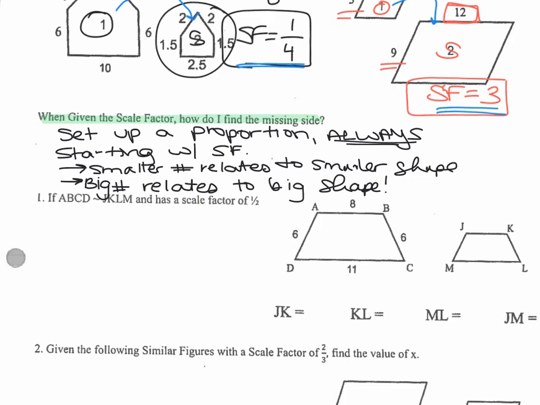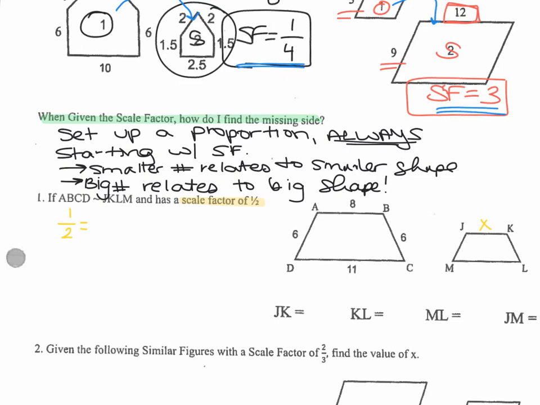So let's go ahead and talk about how I would do this. It says if ABCD is similar to JKLM and has a scale factor of 1/2. So I see that it has a scale factor right here, so I know I'm starting with that. I want to find JK, JL, ML, and JM. So let's find JK first. I'm going to put an X on JK. So how I set up a proportion is I always start with my scale factor, so 1/2 equals.